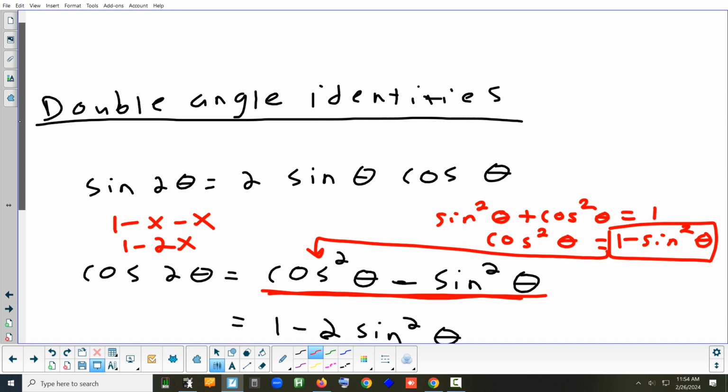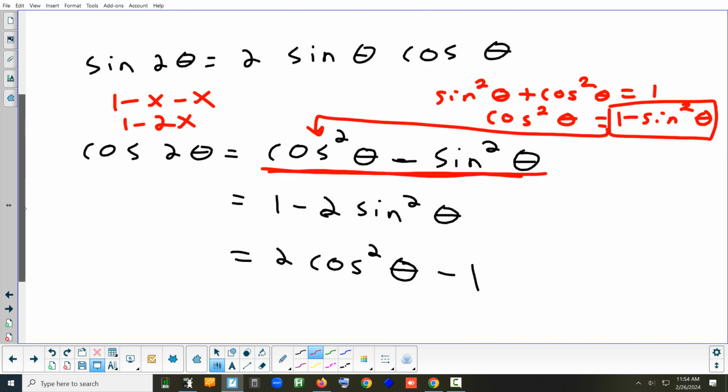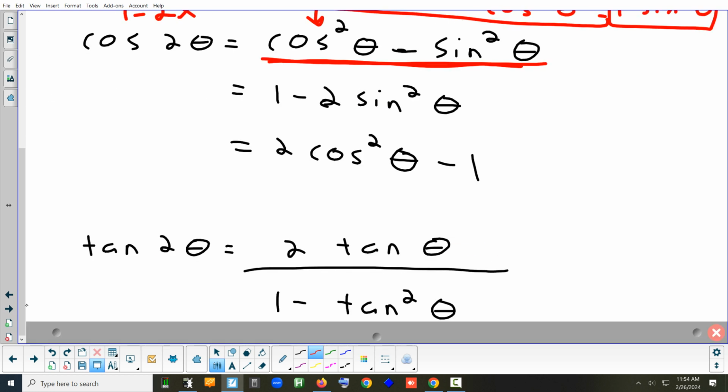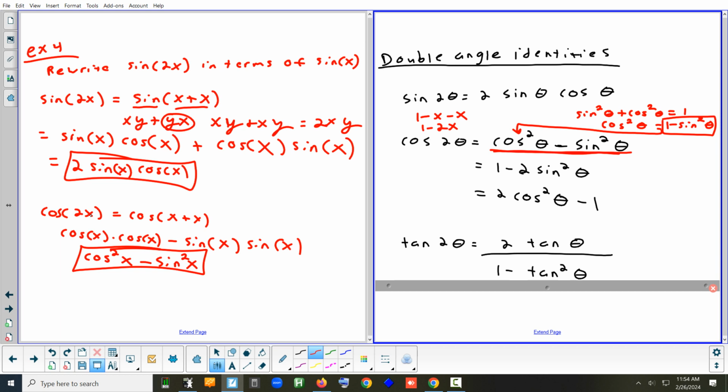Okay, so these are called double angle identities. It takes a trig function that has a 2, and it gets rid of the 2. Okay, does everybody have those? Yeah. Okay, we're going to try one with a double angle. That's going to be the last thing we look at.